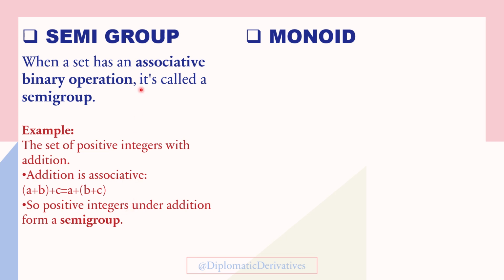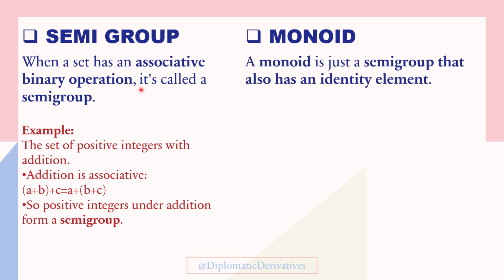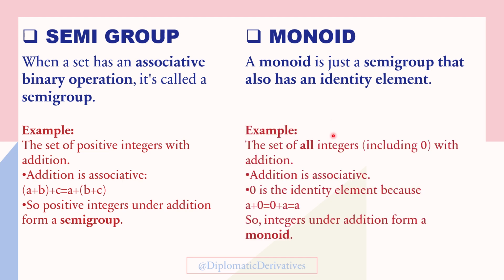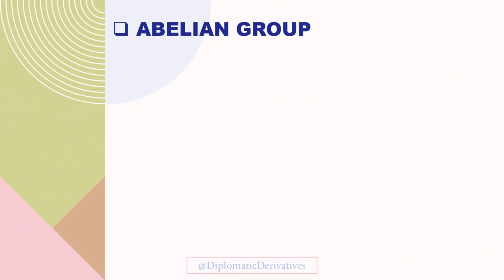After proving that it is a semigroup, we prove that it has an identity, which is the third group axiom, right? And once we have proven it has an identity, it is called a monoid. The set of all integers including 0 with addition is one example. Addition is associative, therefore it is a semigroup. 0 is the identity element, so the identity exists, therefore the set under addition forms a monoid.